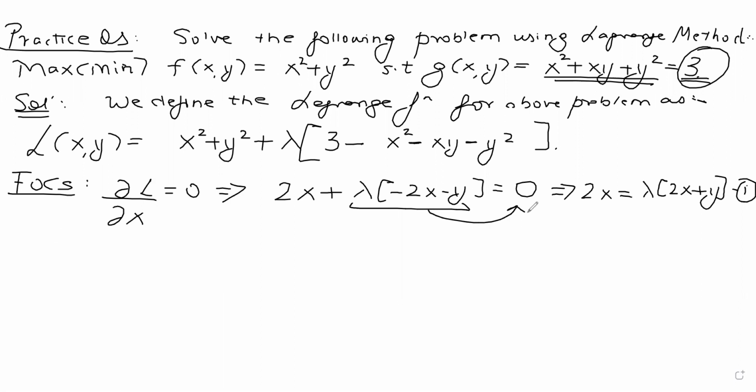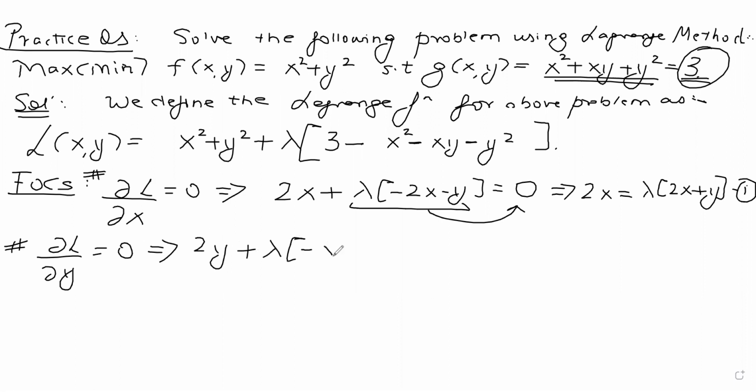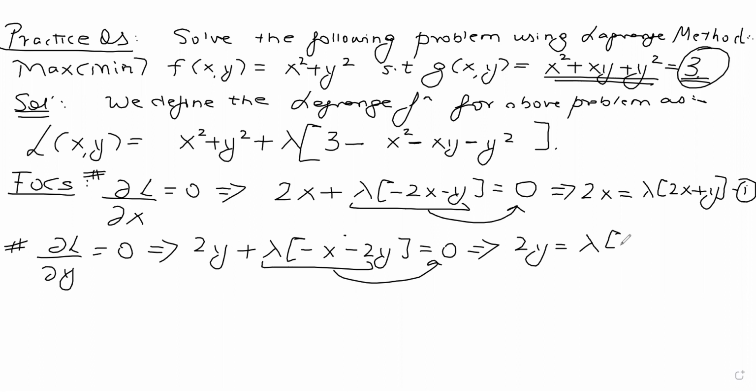Then similarly I can write my next first order condition, del L by del y equal to 0, which implies 2y plus lambda times minus x minus 2y equal to 0. Again, this whole term can be taken to the right hand side. We get 2y equals lambda times x plus 2y. This is nothing but equation number 2.